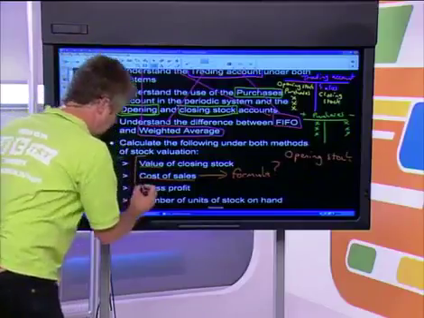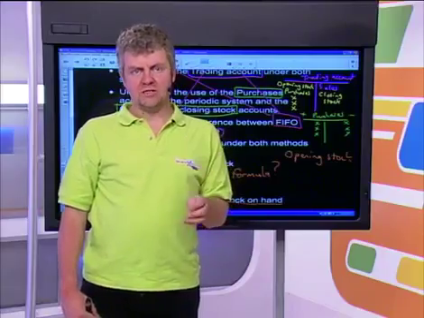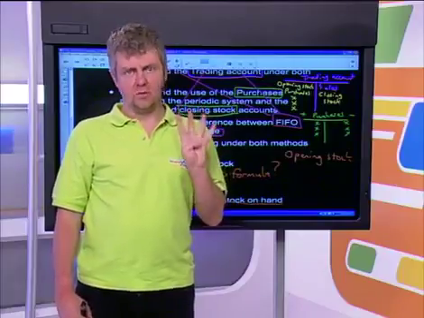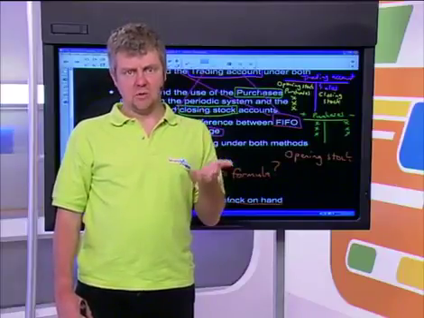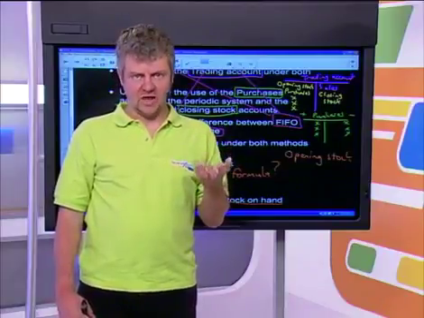Then also what's important is to be able to calculate your gross profit under both systems. And then finally, you need to be able to calculate the number of units of stock that there is on hand. So in other words, how many units of stock do we have left over? Make sure you understand how to do those four calculations, because those are typically the four things that they ask, and usually it can be a question that's for quite a few marks because it involves a series of calculations.